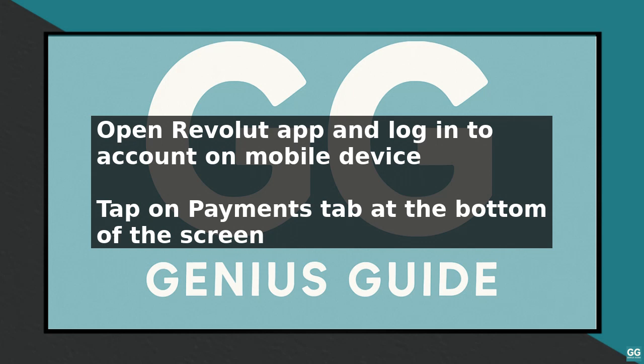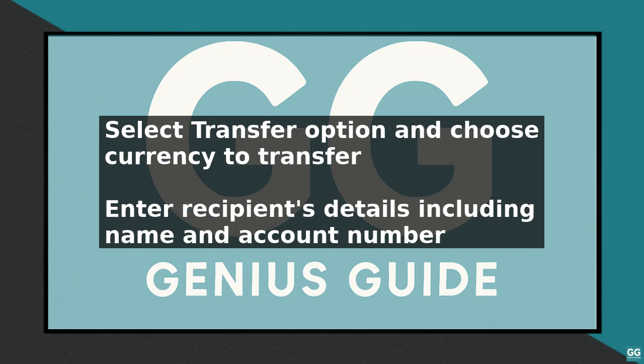Next, select the transfer option and choose the currency you want to transfer. You can transfer money to a bank account, another Revolut user, or to a mobile money account. Enter the recipient's details, including their name, account number, and routing number, or their mobile money account details.